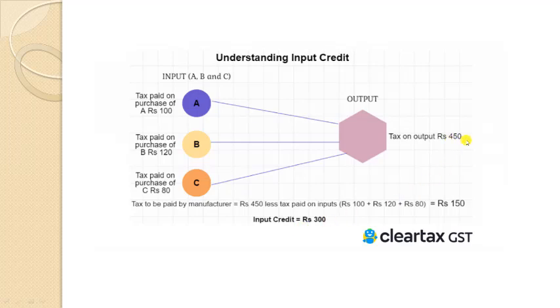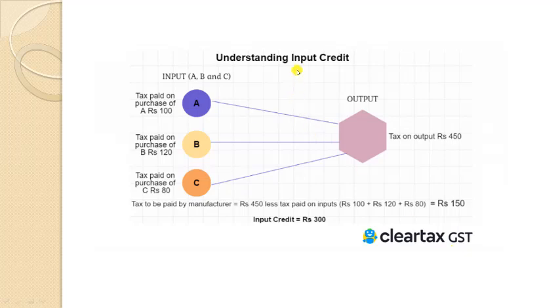He has to pay 450 to the government and he has 300 rupees as tax credit. That means instead of paying 450, he can set off rupees 300 as input tax credit from this amount of 450 and he has to pay only rupees 150 to the government. I repeat once again, 450 is the output tax liability and rupees 300, that is 100, 120 and 80, is the input tax credit available. So once you set off this 300 from rupees 450, what remains is rupees 150. Hence, the tax that the manufacturer needs to pay to the government is only rupees 150.